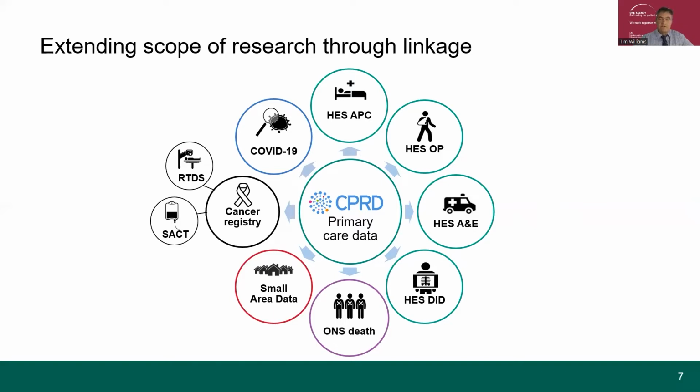We can also link at the lower super output area within the UK to small area data sets, allowing us to link patients to many factors, including socioeconomic status and ethnicity scores and things like that.